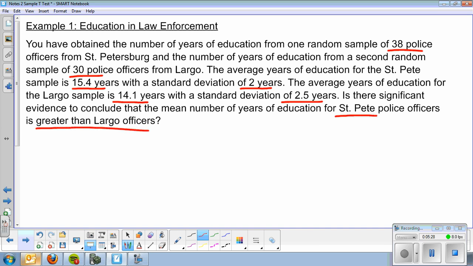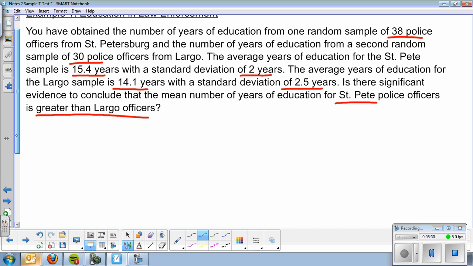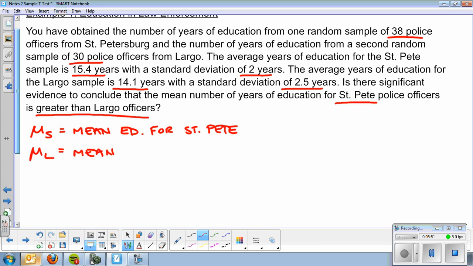Okay, so I'm going to go ahead and list some of this stuff to help us out. Mu sub S is the mean education for St. Pete. Mu sub L is the mean number of years of education for Largo.